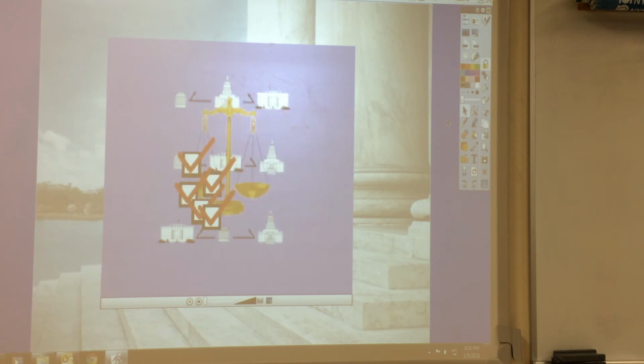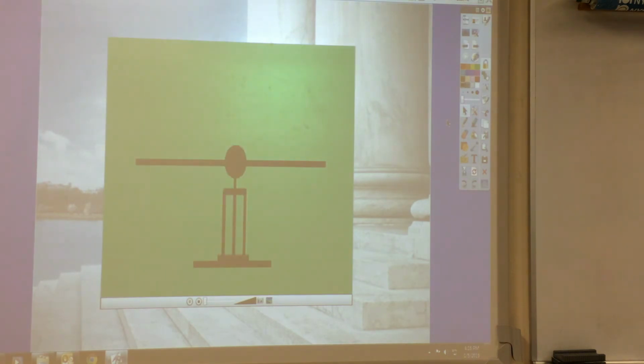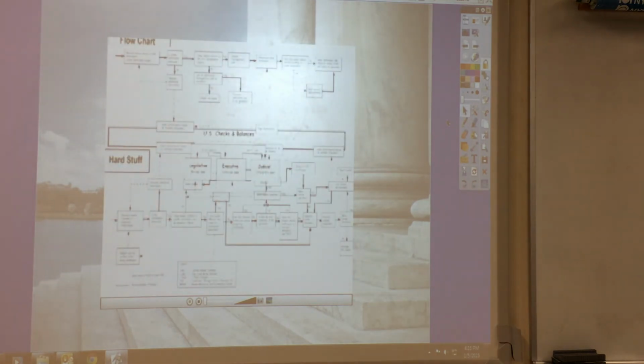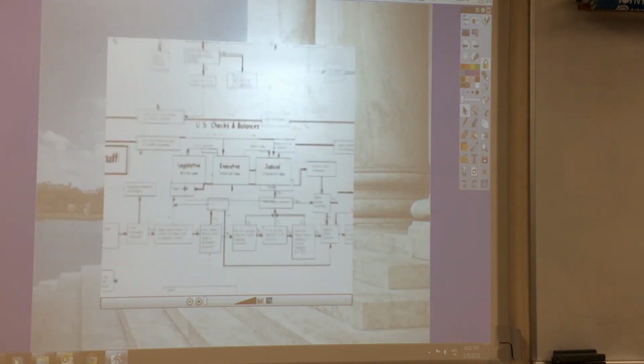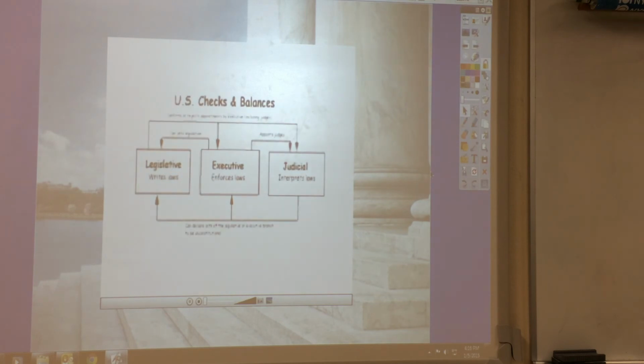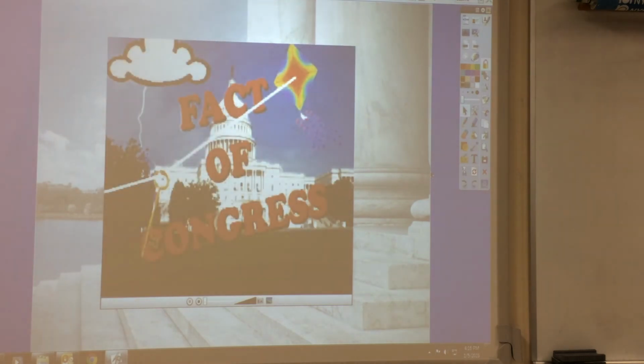But it doesn't stop there. We balance responsibilities between the federal government and the state governments. We balance influence between big states and little states. We balance rights between the needs of the individual and the needs of everyone. The resulting system might look like a complicated maze of boxes and arrows, but it's really quite simple. And that's another fact of Congress.